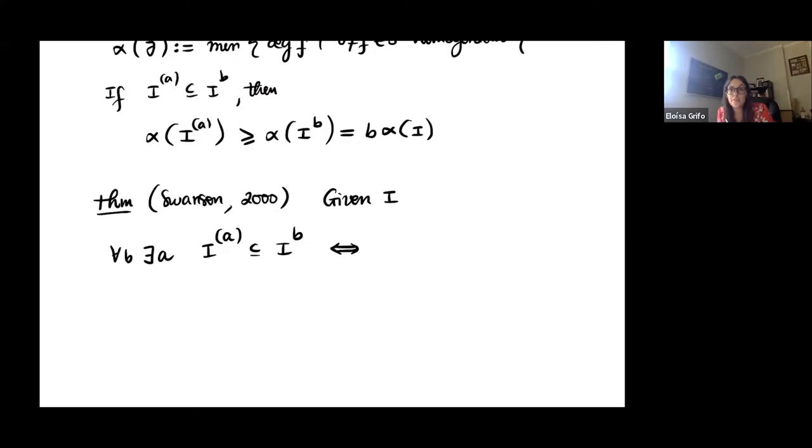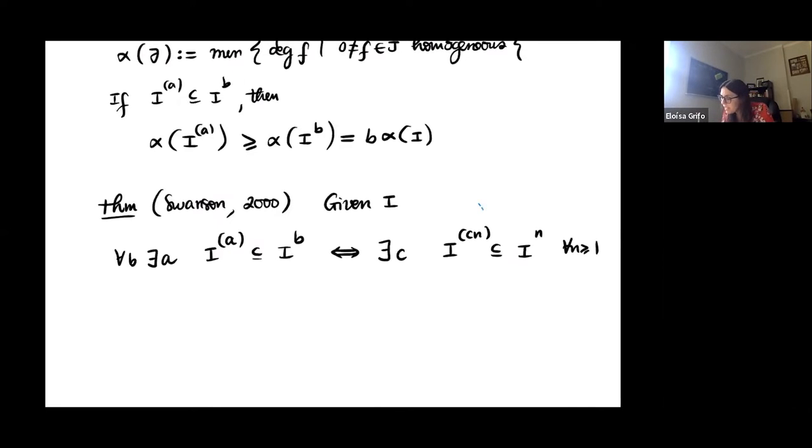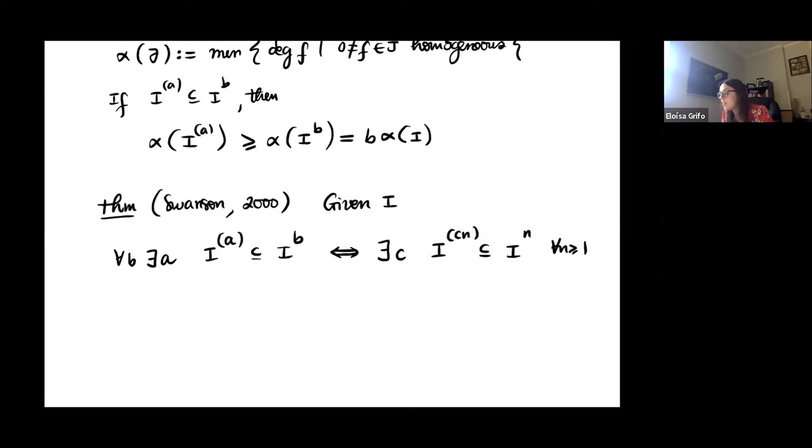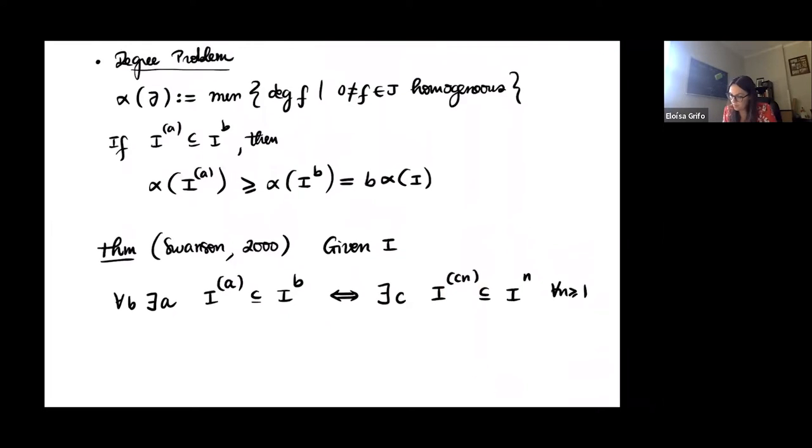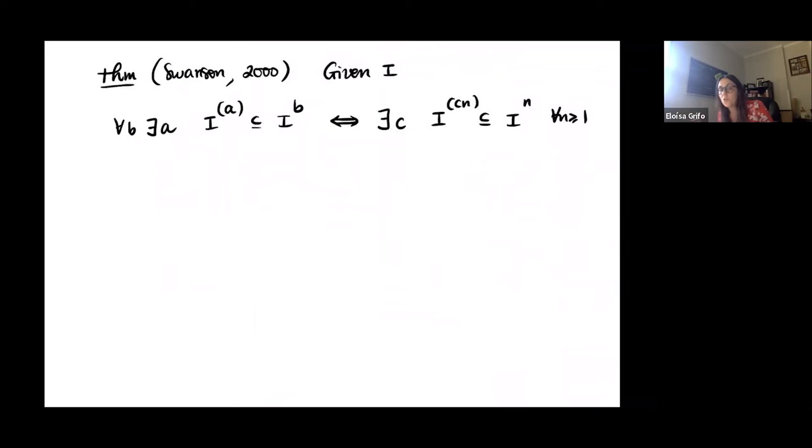This is really equivalent to the existence of a constant C that presumably, as I'm writing it, might depend on your ideal I, such that the Cn symbolic power contains the nth power for all n. So you can think of this as saying, if you can answer the containment problem, your answer is no worse than linear. The function that gives you the best possible thing you can put in here for each n is, in the worst case scenario, a linear function. And this sort of opened the door to trying to understand what this constant C is. So her proof gave us the existence of a C, right? It didn't tell us what this C is explicitly.